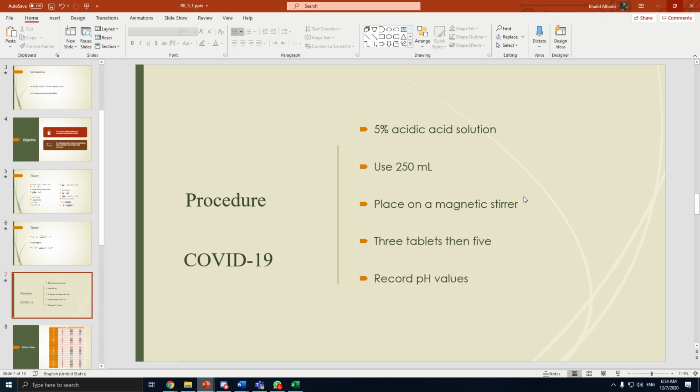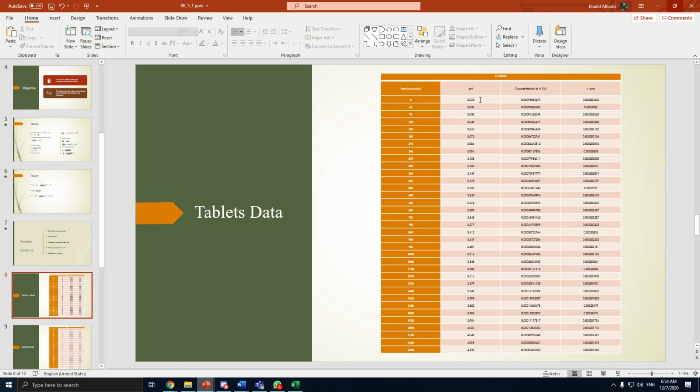Place the beaker on a magnetic stirrer, then submerge 3 tablets in the beaker for the first part of the experiment, then 5 for the second part of the experiment. We record the pH values for the run in specified time intervals based on the log sheet provided to fill this table. In this table, the pH is recorded during the experiment.